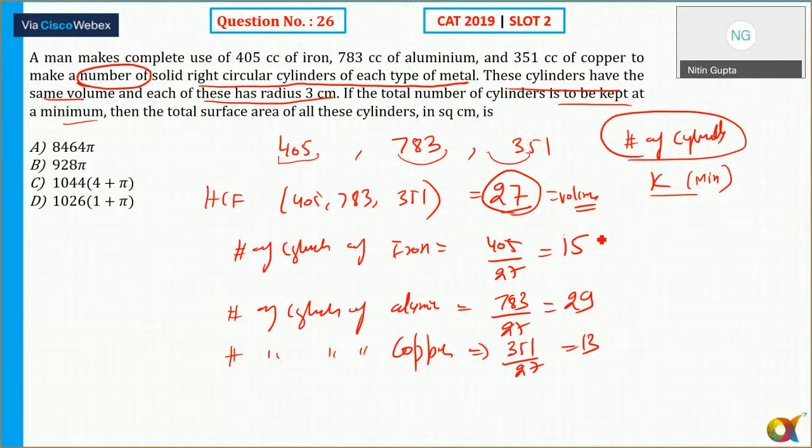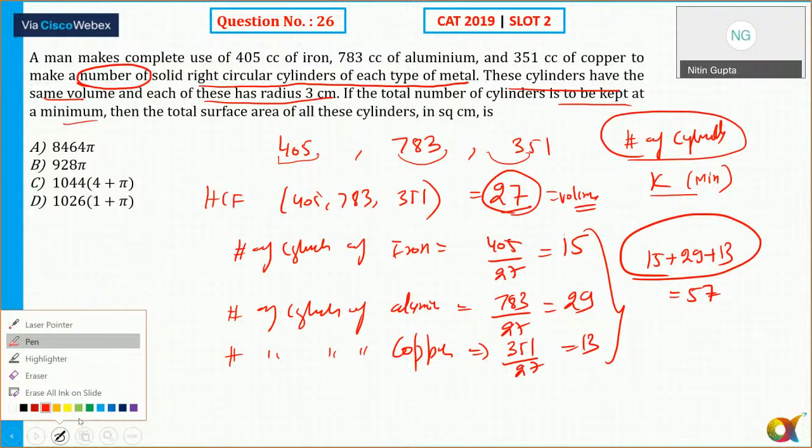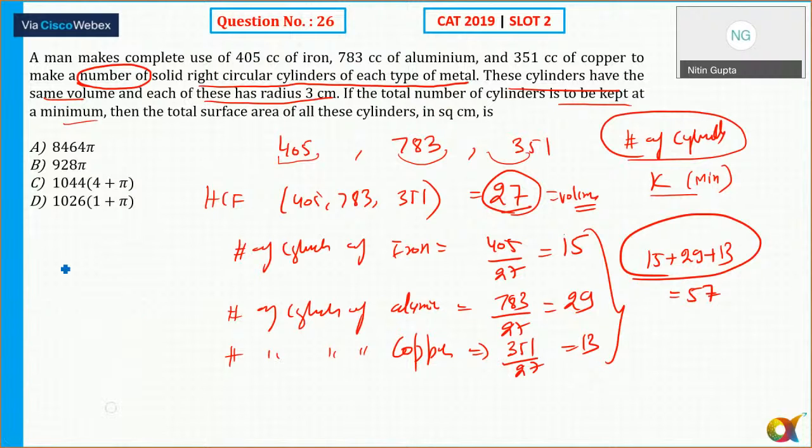So total cylinders, how many? What is the total number of cylinders? 15 plus 29 plus 13, the total number of cylinders is 57. And the volume of each cylinder is equal to 27. So what is the volume of a cylinder? We all know that the volume of a cylinder is always equal to pi r square h. The volume of each cylinder is 27.